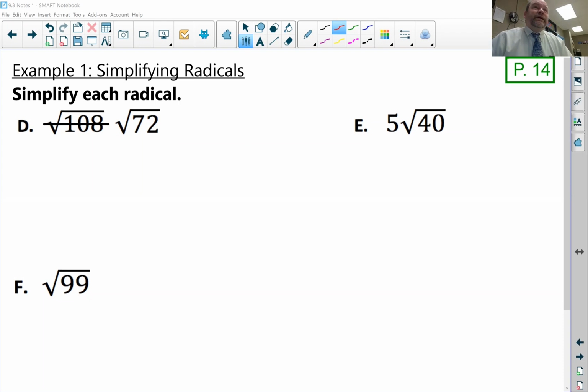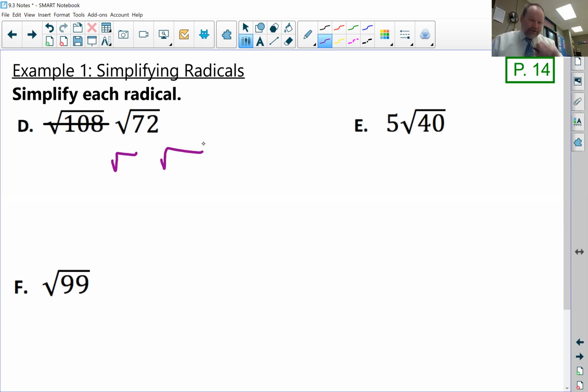72, the largest perfect square that's less than 72 is 64. So I try 72 divided by 64, and I don't get a perfect square. I get, I think, 1.125. Then 64, then 49. 49 does not work, and I'm not sure what I get. I just know it's not evenly divisible. 72 is not evenly divisible by 49.